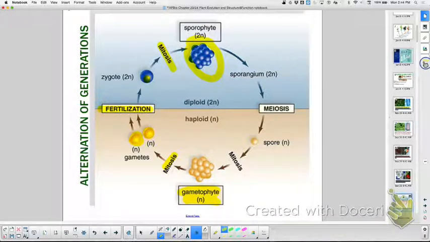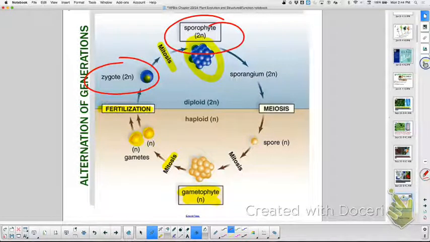Is it somewhat familiar to you? I want you to be very familiar with it. Okay? Sporophyte always makes spores. Gametophytes always make gametes. There are only 2 diploid structures on this circle. What are the 2 diploid structures? The sporophyte and the zygote. Yeah, the sporophyte and the zygote are the only diploid structures on here.